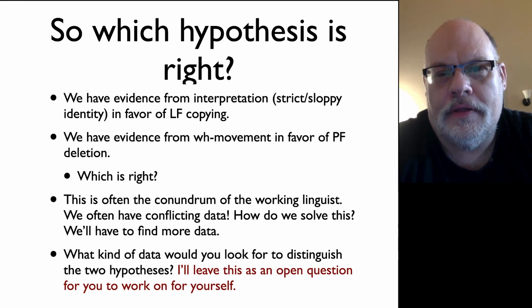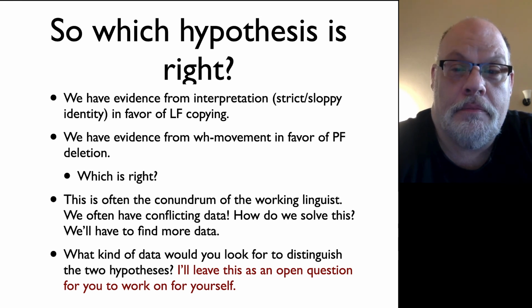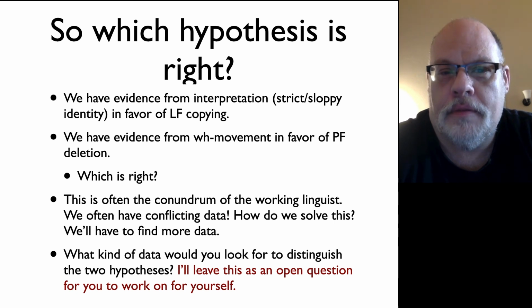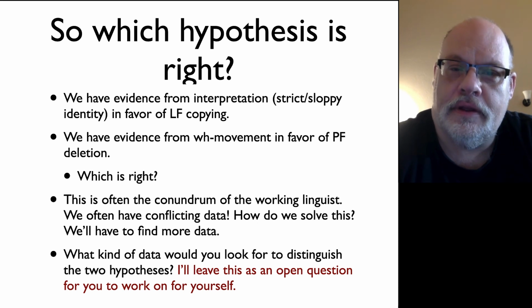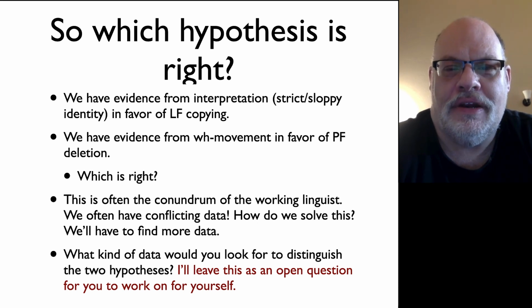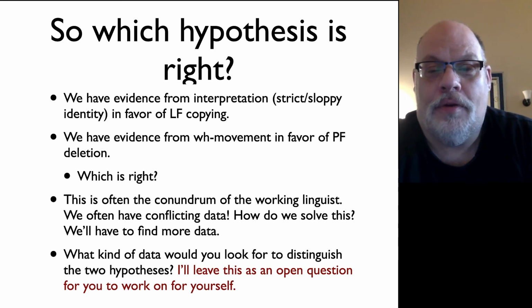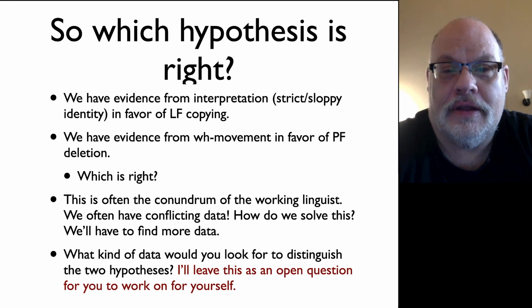I'll also note that it is possible that maybe we need both. So maybe we need LF copying when we're doing VP ellipsis, and maybe we need PF deletion when we're doing TP, when we're doing sluicing or TP deletion. That is also a possibility. And I would like you to think about what kinds of data you would need to find to prove that. All right, we will move on to another controversy in the next video.